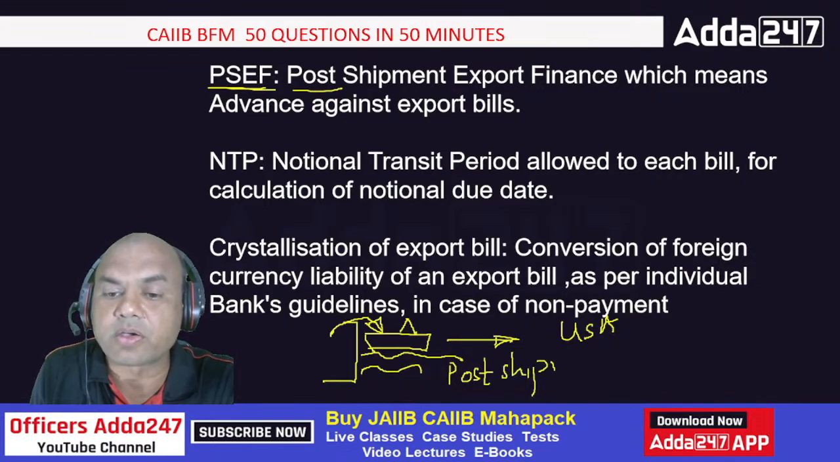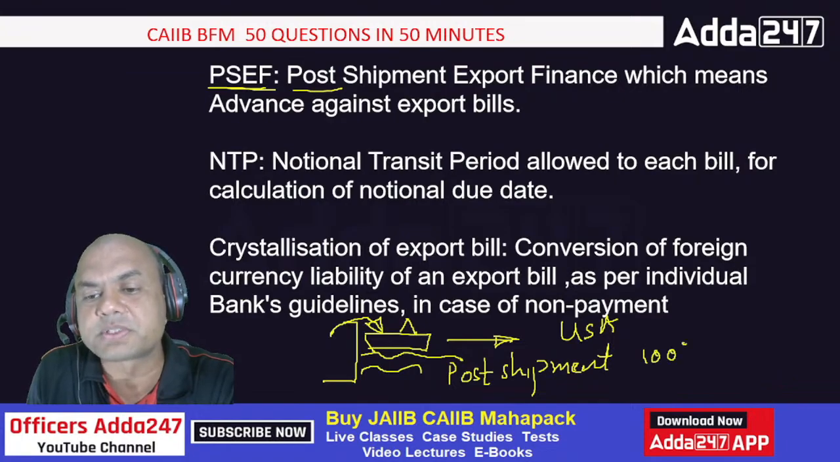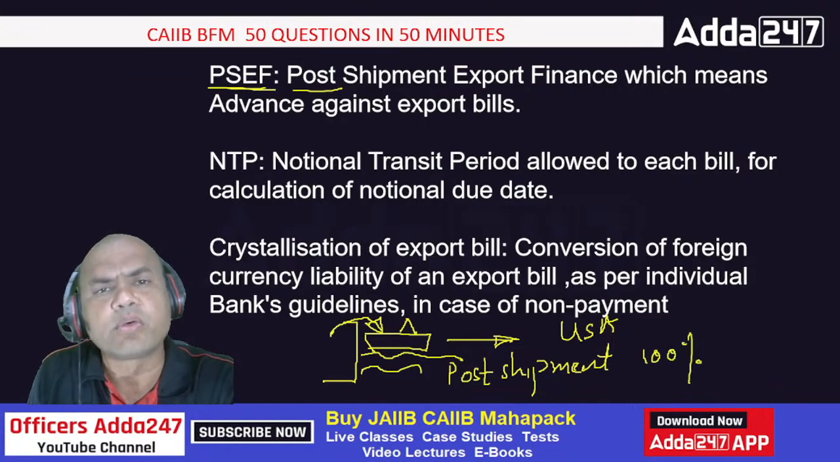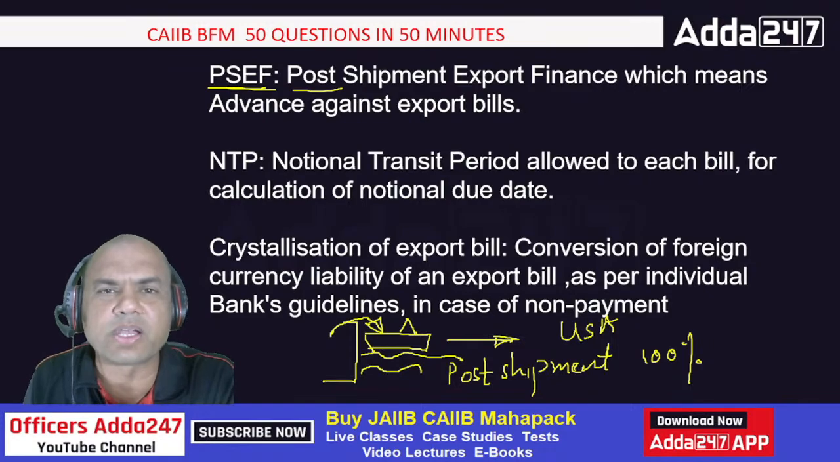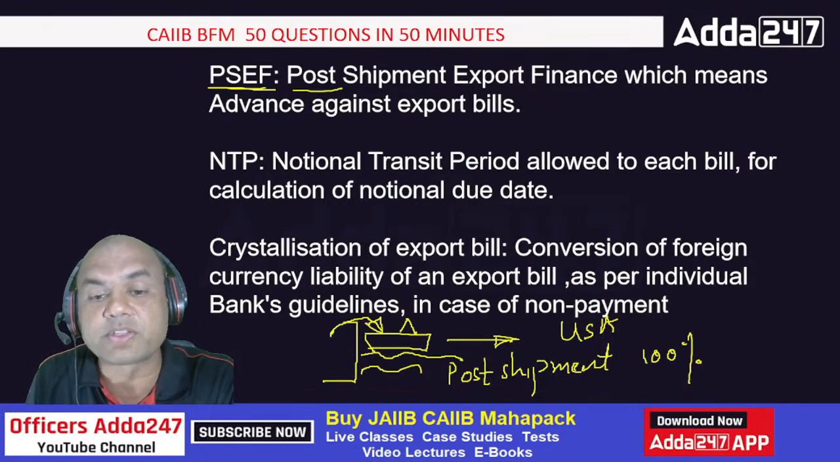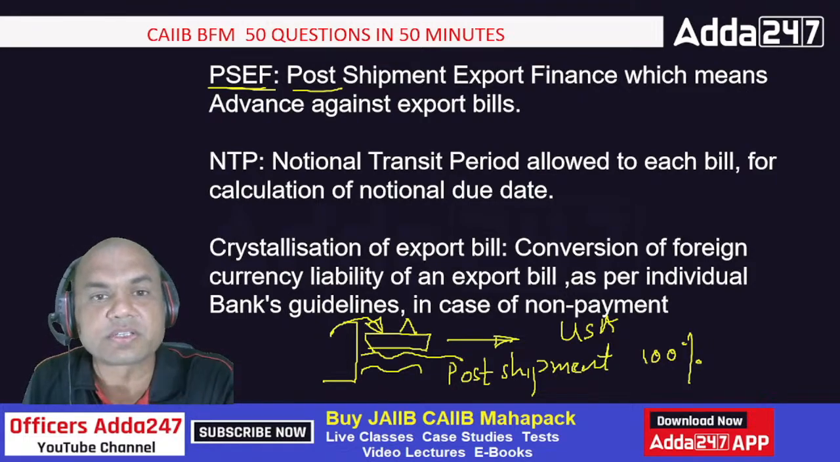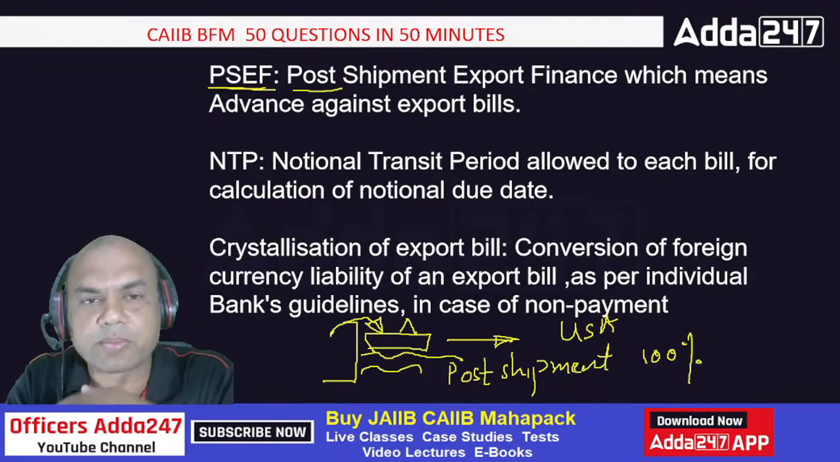Post-shipment. Okay, always remember, post-shipment is always given 100%. Full 100% of the loan is given as post-shipment. For pre-shipment, it is something 75 to 80%, depending on bank to bank. Okay, but post-shipment is always 100%. So what is post-shipment again? Let me ask you the question, you guys. Okay, now let me ask you.